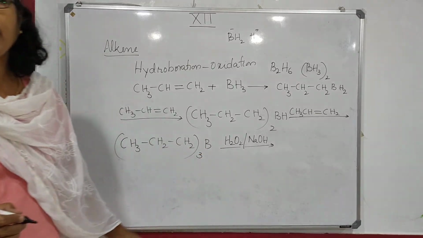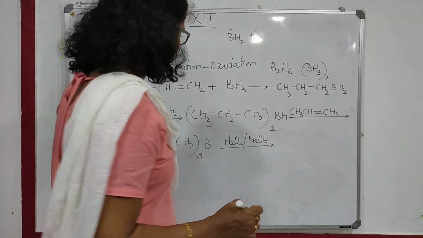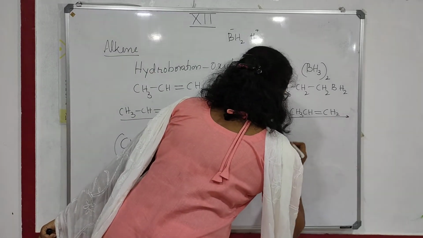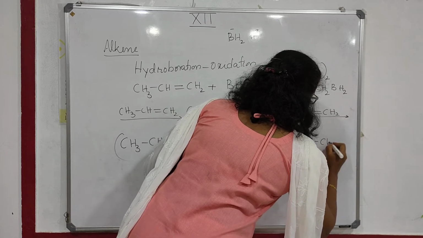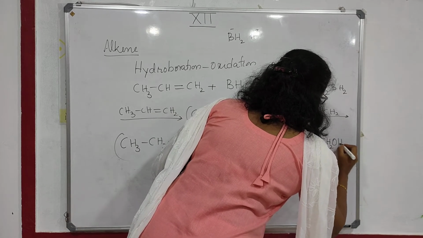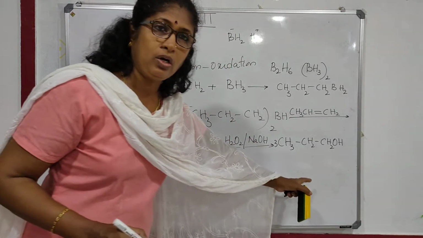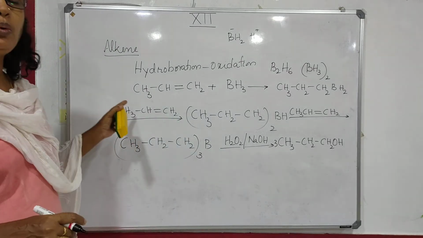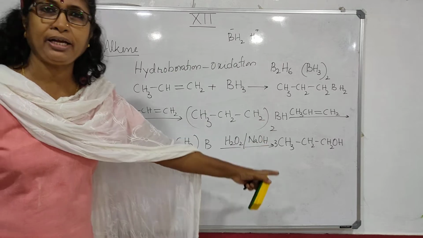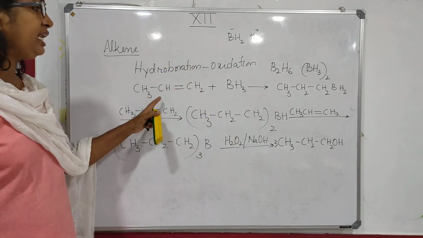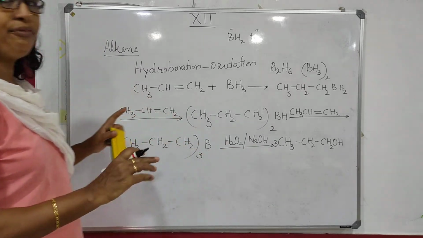The oxidizing agent used is hydrogen peroxide, in presence of an alkali. What you will get is 3 molecules of CH3CH2CH2OH; a molecule of water gets added, hydrolysis takes place also, and you will get propanol. You will get propan-1-ol. If you are doing addition of water in presence of dilute sulfuric acid, you will get only propan-2-ol, a secondary alcohol. Here, if you are doing this, you will get a primary alcohol. So that is a difference.